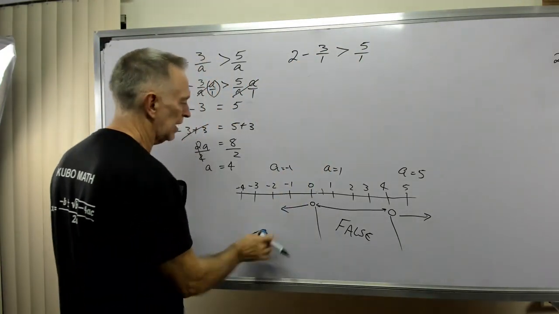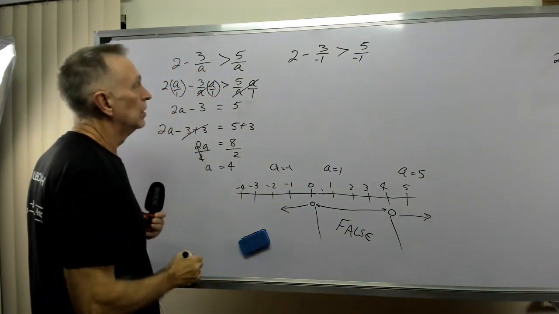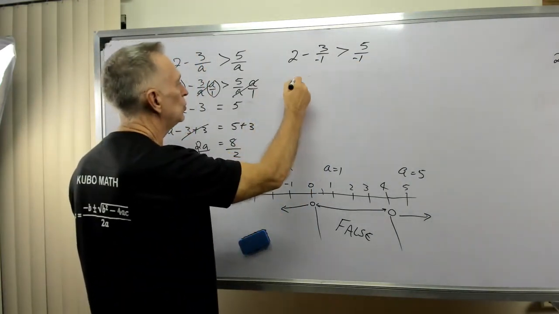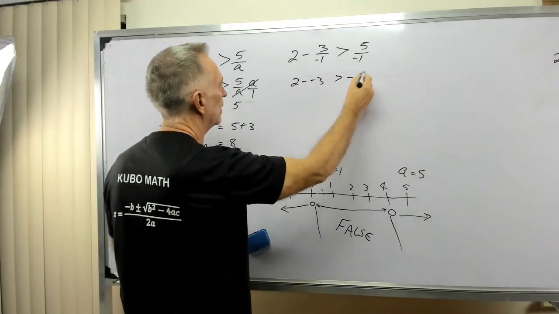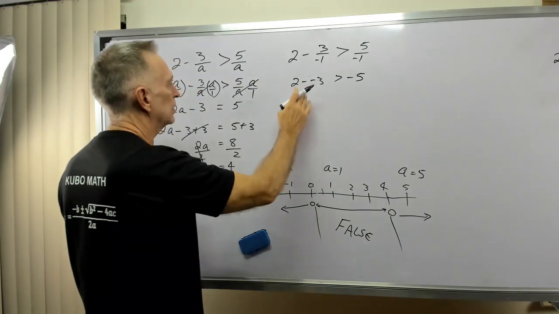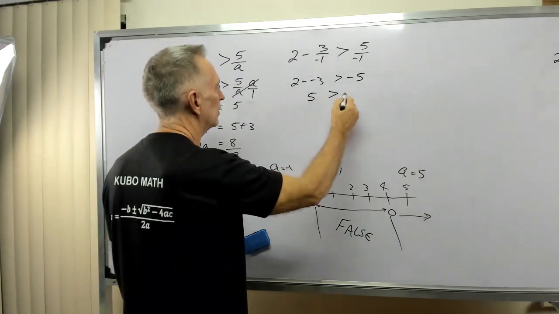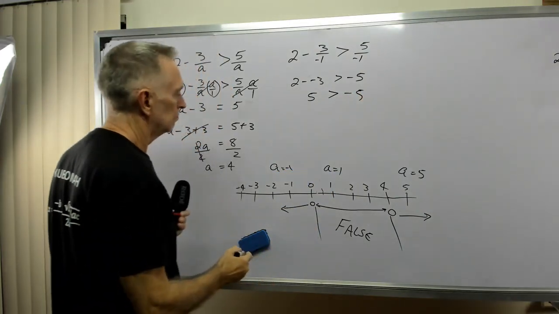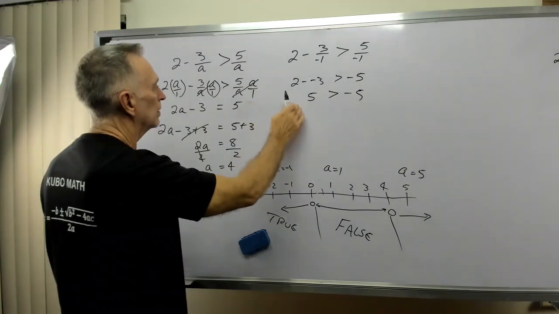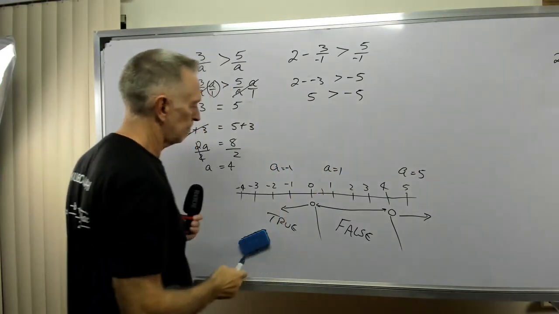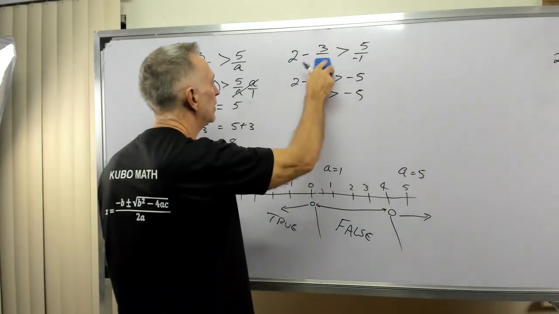Okay, now let's try the negative 1. So I'll put the negative 1 here. I have now 2 minus a negative 3. Is that greater than a negative 5? Minus a negative is plus, so positive 5 is in fact greater than negative 5. So this side is true. It is greater than.